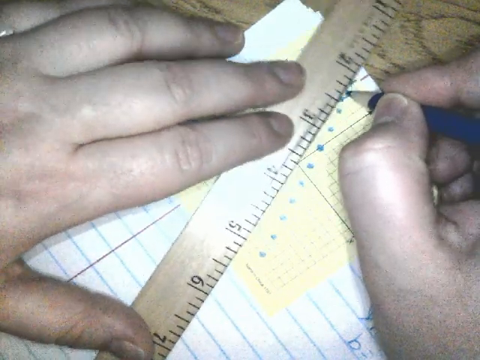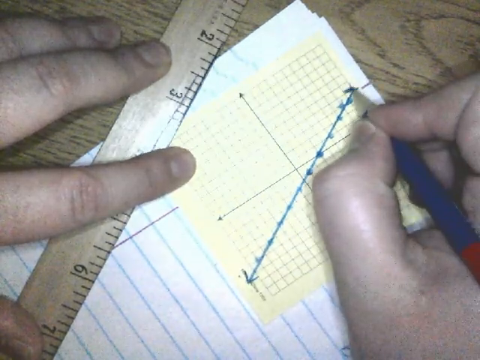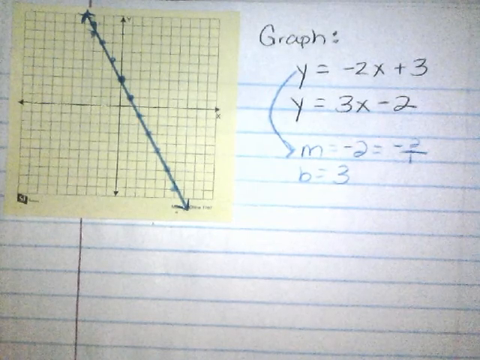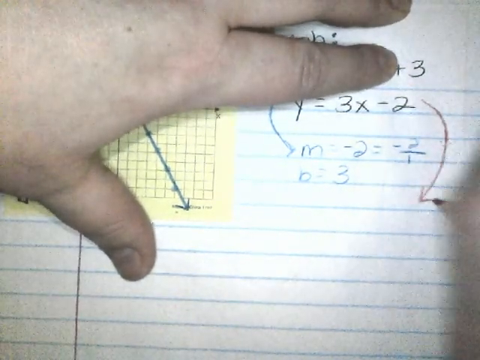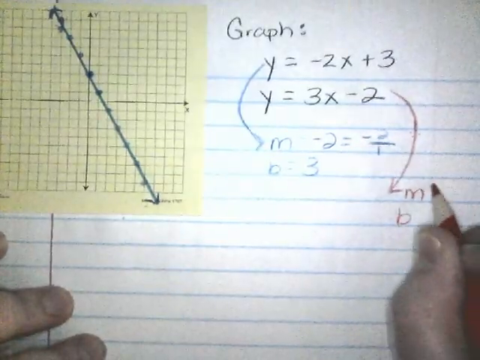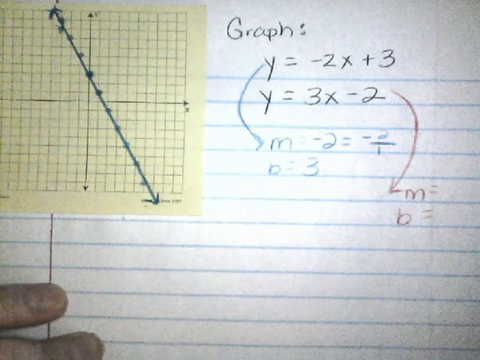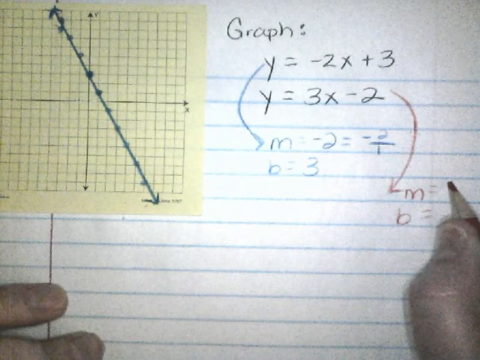Okay, for the second equation, I need my slope and my y-intercept. What is my slope? Everybody? The second equation, what's my slope? 3. How do I change that into a fraction? 3 over 1. What is my y-intercept? -2. So the first thing I'm going to plot is my y-intercept at -2.